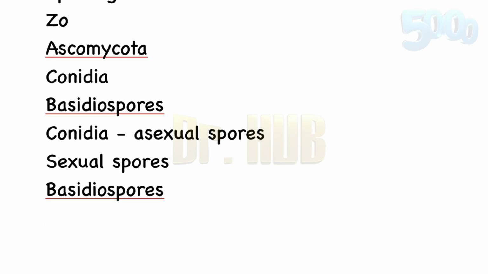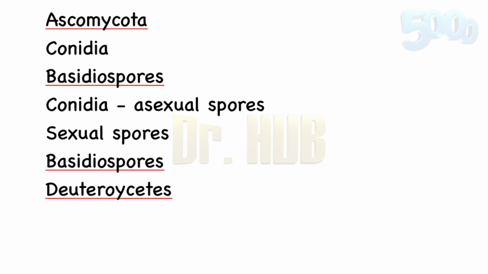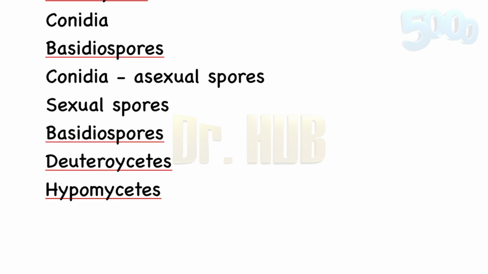Next, moving on. What we need to know is that in Basidiomycota the asexual spores are known as the conidia, as well as in Ascomycota. Then moving on to the Deuteromycetes. Here, it is the fungi imperfecti, also known as the hyphomycetes, where the sexual stages are yet to be discovered.